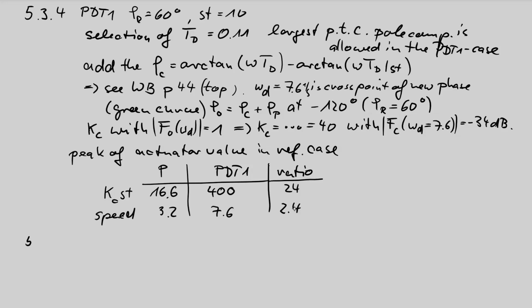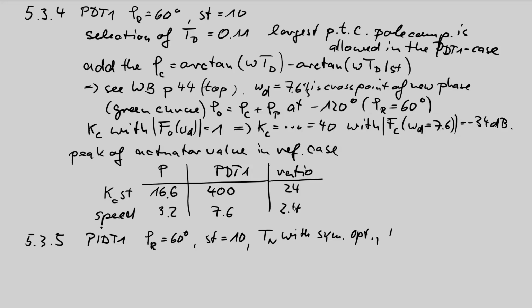Okay, then last point, finalize this with the PIDT1, phase margin 60 degree, step depth 10. My example, my selections, TN the PI, not with pole compensation, not allowed, unstable, same situation. So we have only here the chance to go with symmetrical optimum, and TV with pole compensation.